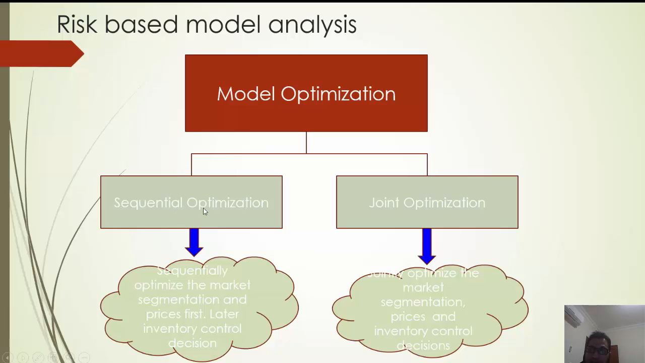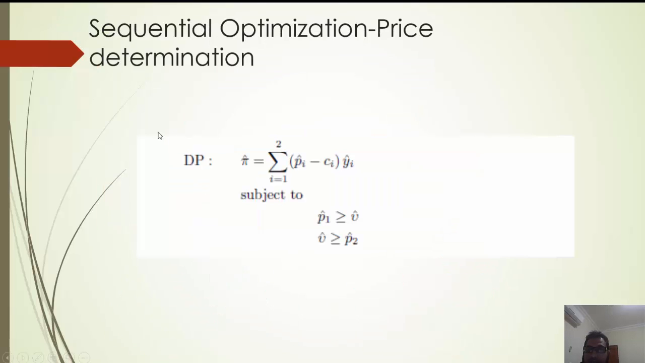The advantage of sequential optimization is that it can give some closed form solution to us. So let's see, if we take the deterministic problem, we ignore all the losses that are happening due to the shortage and the holdings and because of demand uncertainty, and this is the deterministic problem.